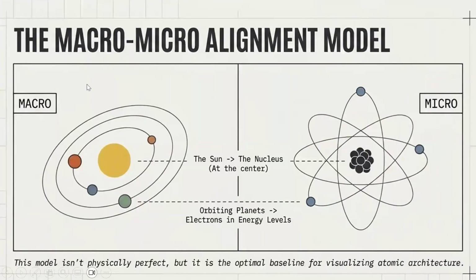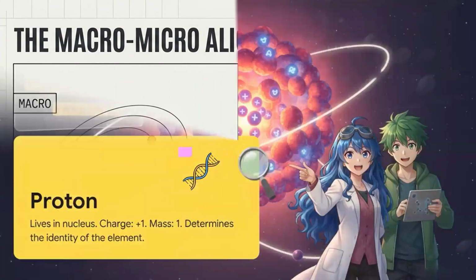It's like this. The sun, right here, is like the nucleus, and the orbiting planets are like electrons in energy levels. And as I told you, this model is not physically perfect, but it's an optimal baseline for visualizing atomic architecture. Let's meet the 3 particles.